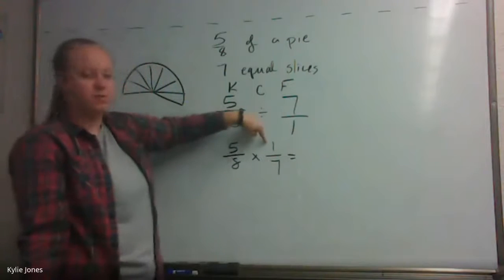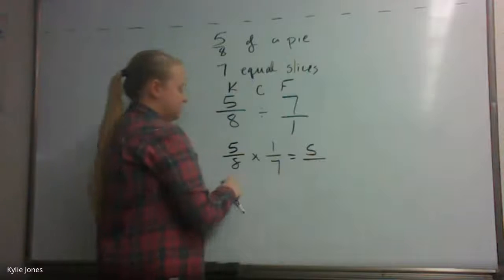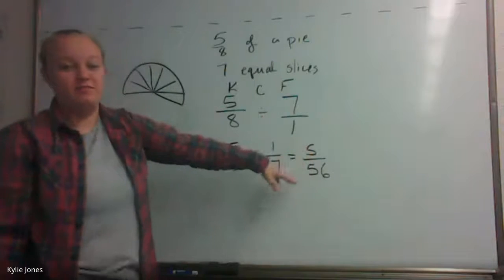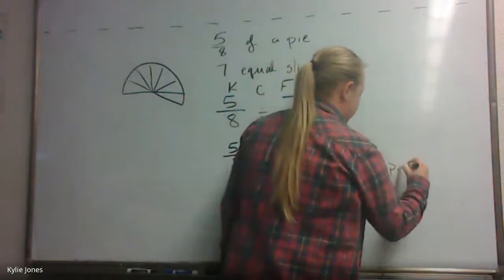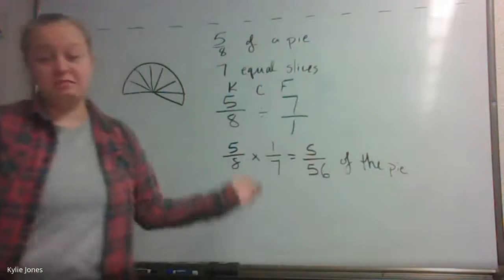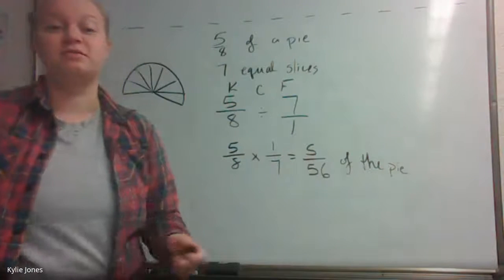What's 5 times 1? 5. And then what is 8 times 7? 56. So everybody's going to get 5/56 of the pie, which is not very much pie. I'm not going to lie. You don't get very much pie if there's only 5/8 left.